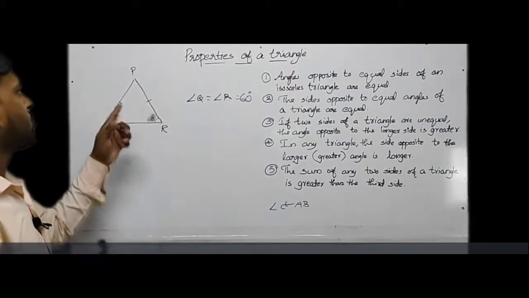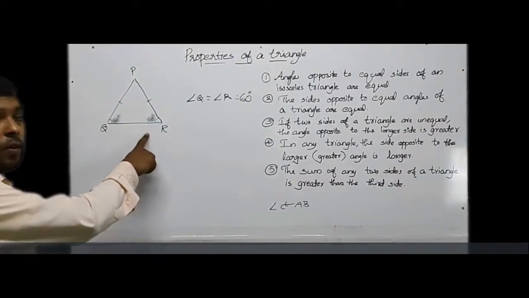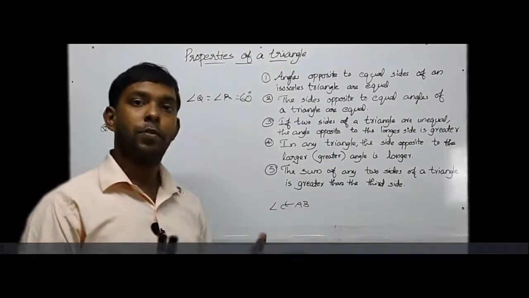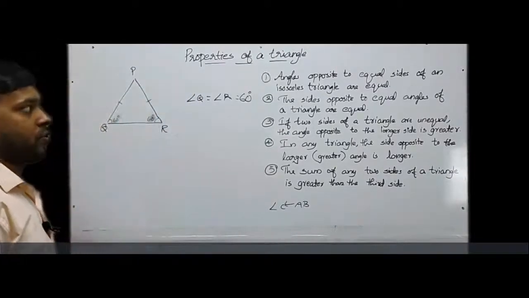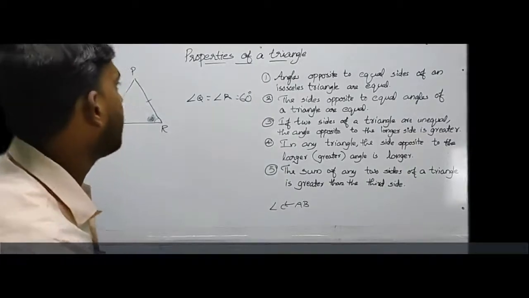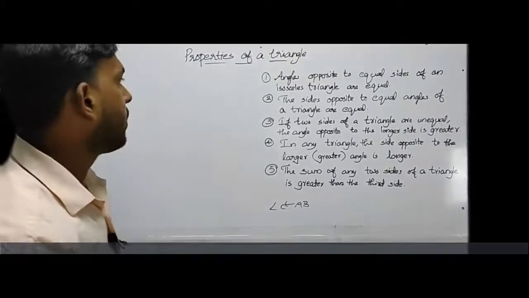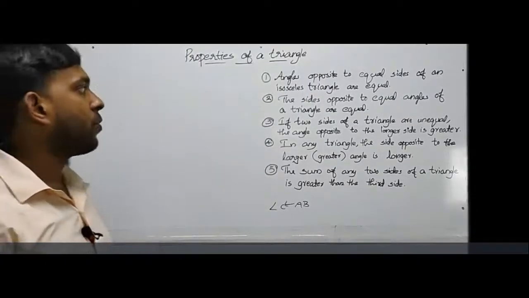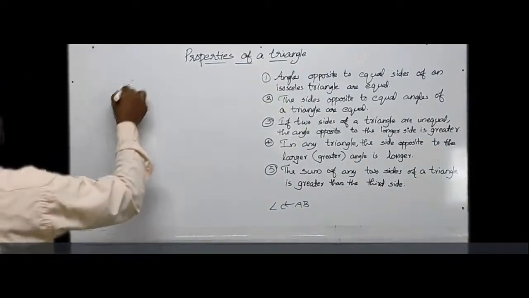According to this property, sides opposite to equal angles: in this triangle, these two angles are equal, so their opposite sides are also equal. Sides opposite to equal angles of a triangle will always be equal. That's what the property says. I hope it's clear to everybody. So let's try to understand the next property, that says if two sides of a triangle are unequal, the angle opposite to the longer side is greater. So let's draw a triangle here.